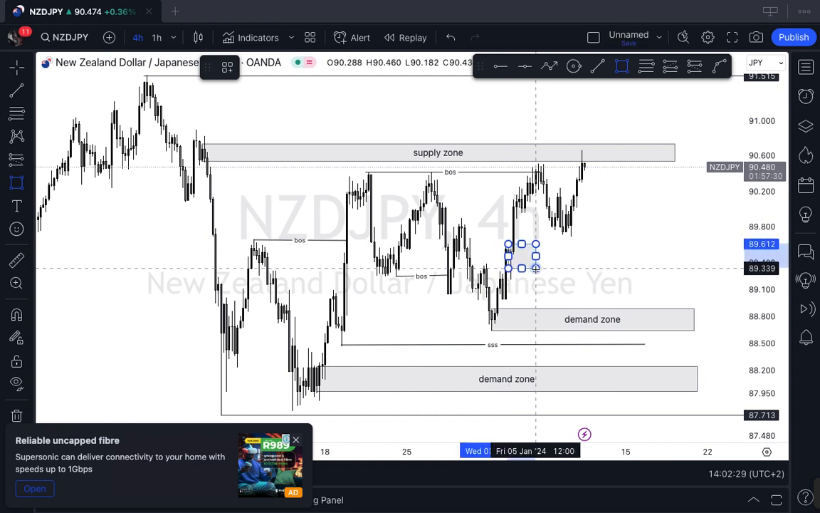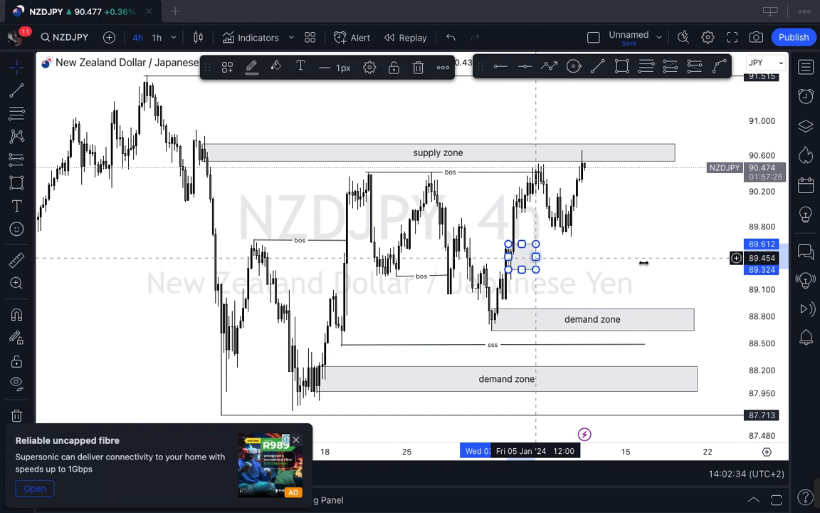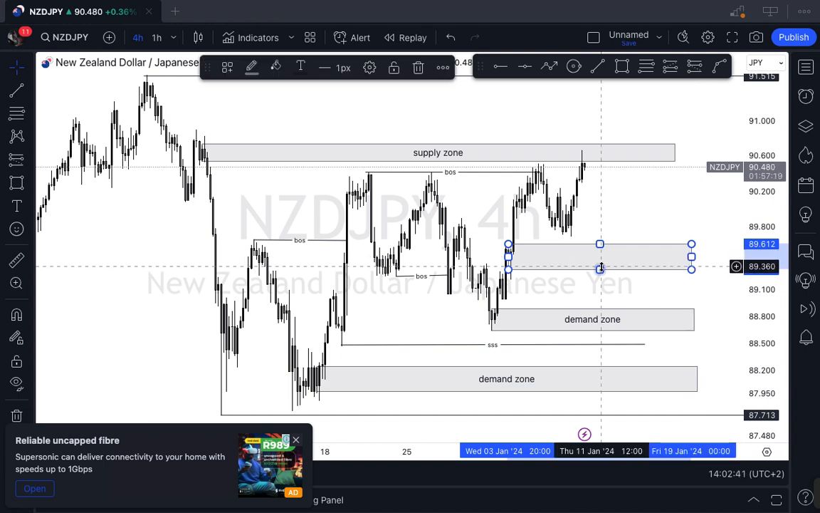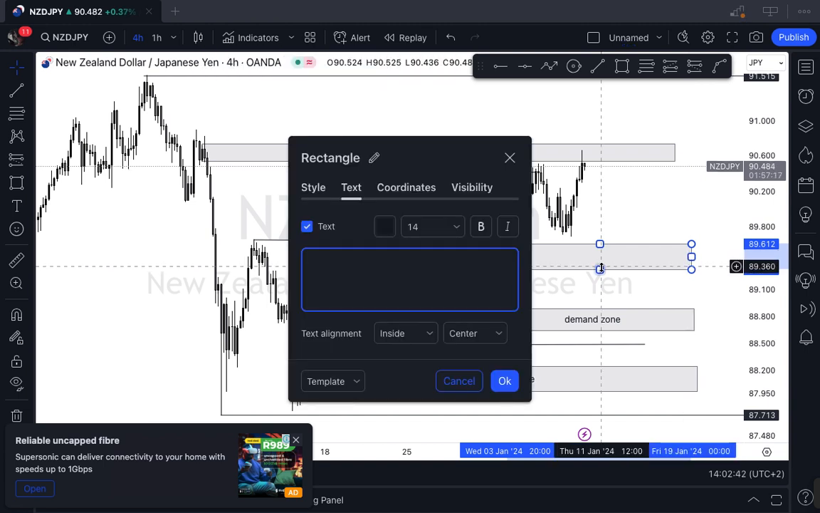You understand? So if you can check, these three demand zones were never tested. So we are waiting for the market to test those demand zones, and then from there we might also push back up.